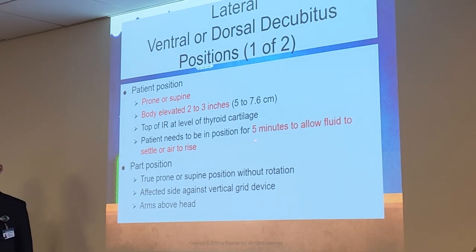Same thing, the patient needs to be in that position about 5 minutes to allow the fluid to settle or air to rise, because we're still visualizing fluid and or air in these positions. Now when it comes to position, they need to be in a true prone or supine position without rotation. The affected side should be against the IR. So if we're concerned about the left lung, put their left side against the IR; right lung, right side against the IR. And arms should still be above the head to ensure the humeri are out of the lung apices, out of the lung fields.